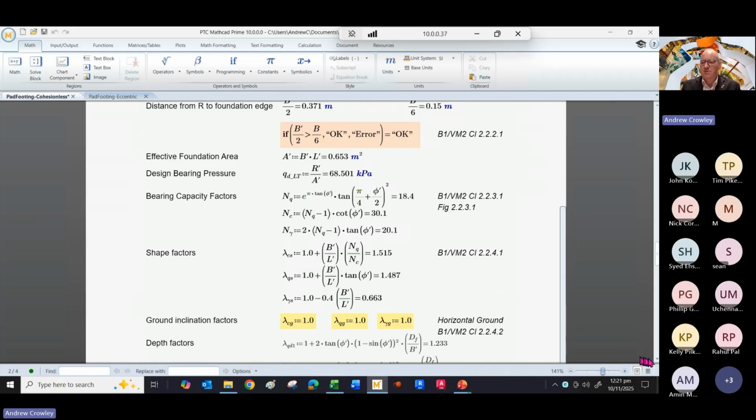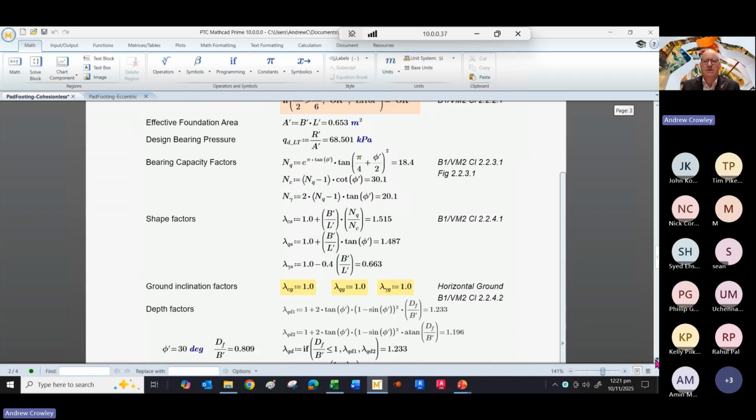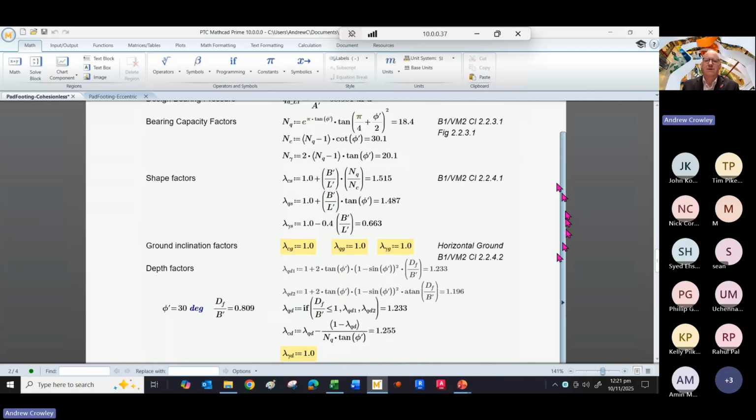Now this is where we get into complicated calculations, but these calculations are taken from the code VM2. This one is a bit obscure because you're raising the natural logarithm by pi times tan phi and then multiplying it again. So you've got to be careful how you write that to get the correct answer. And if you want, check it against the diagram in the code. So we have NQ, which is worked out as 18.4, NC is 30.1, and N gamma is 20.1.